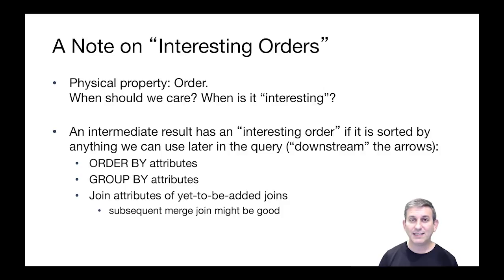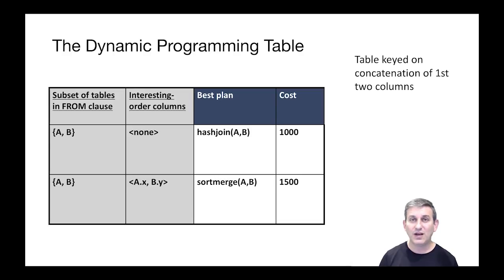And so what we're going to do is expand our dynamic programming table to now have two columns in its key. It's the subset of tables in the from clause that we're keeping in that row, and the set of interesting order columns. And for each pair of those, subset of tables and interesting order columns, we'll keep a best plan. So we'll keep a best plan essentially for every subtree with a different physical property. Okay, so we have AB with none. The best plan for that's a hash join, and it costs 1,000. And then we'll have AB ordered by some columns, let's say A.x and B.y in this example. And for that, we'll keep the sort merge plan, which in this case is more expensive. It's 1,500, but it has this interesting property that it's ordered by A.x, B.y.